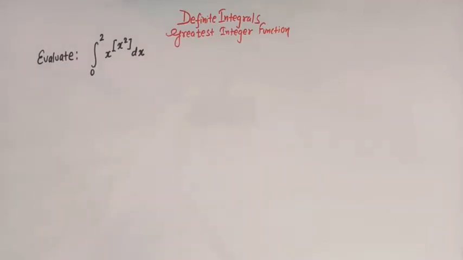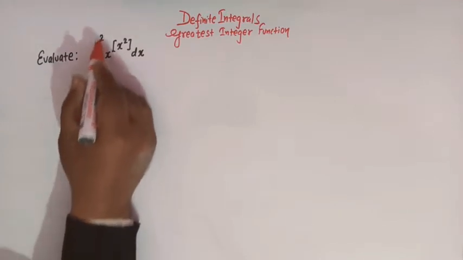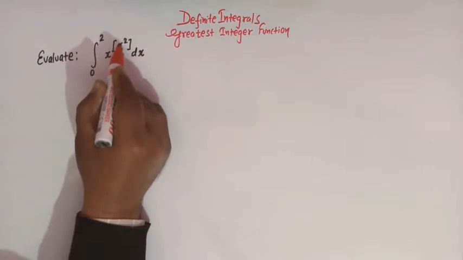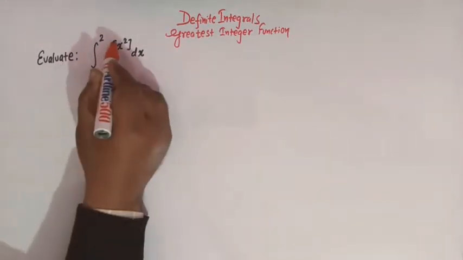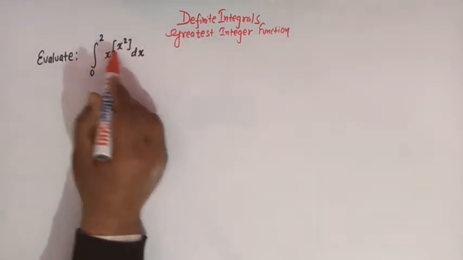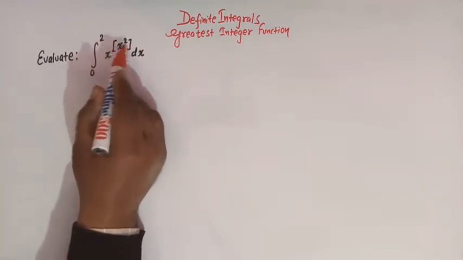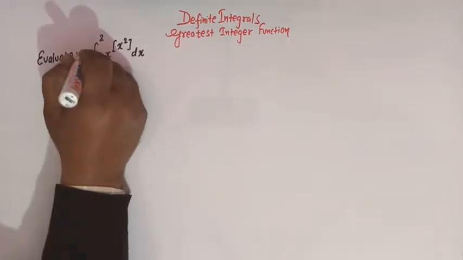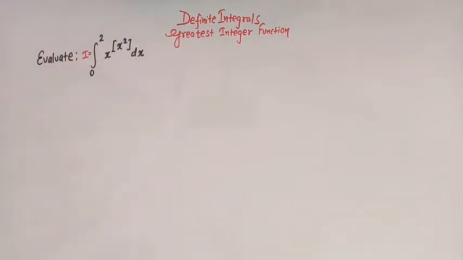Hello viewers, in today's class we are going to discuss one important definite integral involving the greatest integer function. Here we have to evaluate this integral from 0 to 2 of x raised to the greatest integer of x square. So let us start. Let us first call this integral as I.